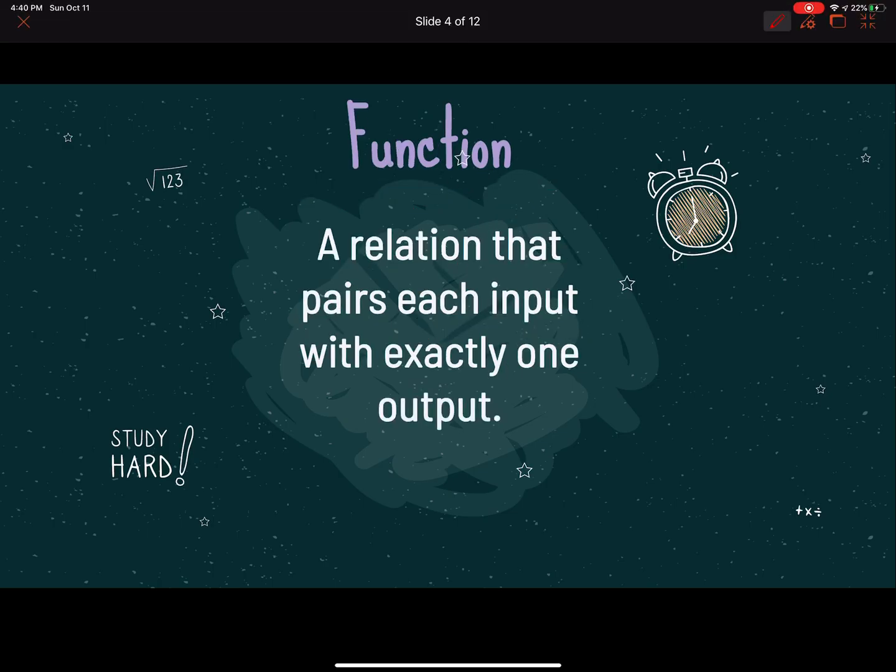Right along with a relation comes function. A function is a relation that pairs each input with exactly one output. So each of our x values will have exactly one y value. That's what makes it a function. It can still be a relation, but if each input has exactly one output, then we can classify it as a function as well.